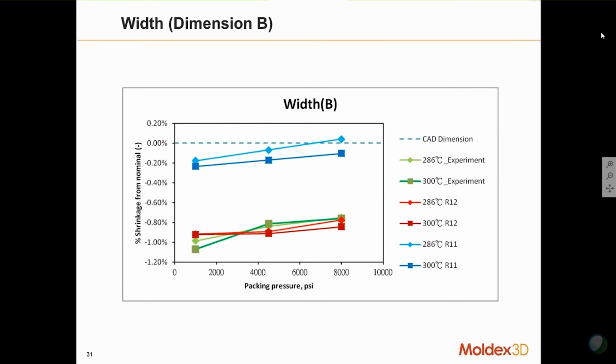The reason why this is important is that when we don't take into account the crystallization effect, our predictions are very far from the experiments. You see the experimental shrinkage is much more severe than the predictions without taking crystallization into account, and also very far from the CAD dimensions. But after we take into account the crystallization effect, the prediction is much better and much closer to the experimental results.